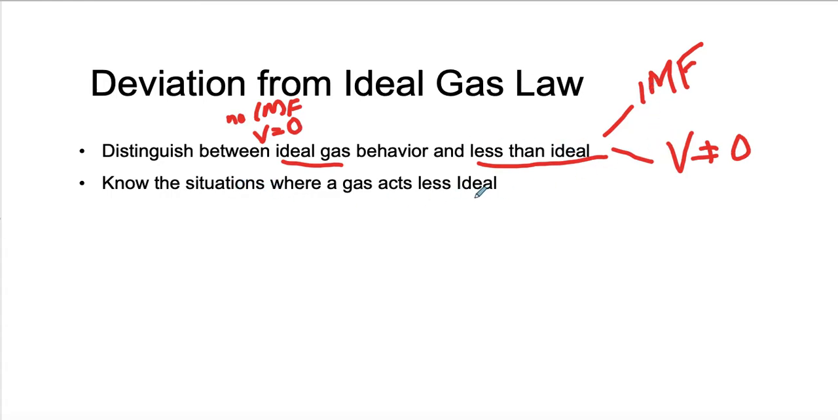What situations are they going to act less than ideal? Well, if you have a high pressure, their molecules are really pushed towards each other, and you're going to get this effect of IMF, or they could be really close to each other, and so the volume isn't really zero because they're so close to each other. And the other case is when you have low temperature. If they have high temperature, they're cruising around so fast that they're acting ideal. But at lower temperatures, they're going slow enough that IMF and volume start to take effect. So high pressure and low temperature.